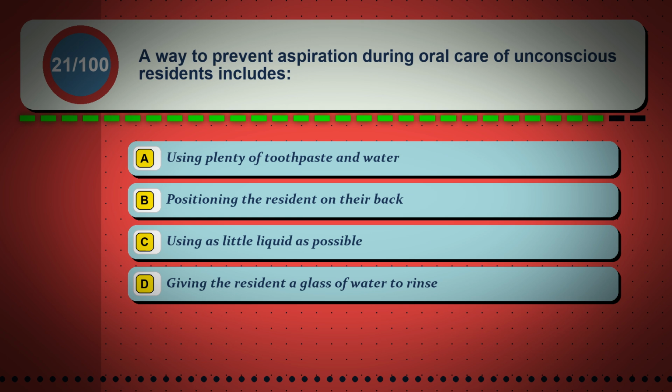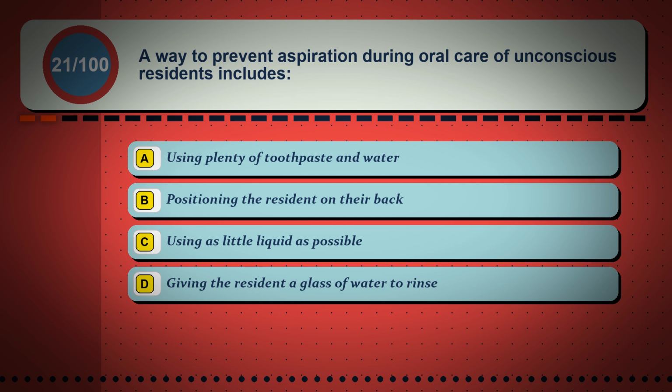Question 21. A way to prevent aspiration during oral care of unconscious residents includes: Option A. Using plenty of toothpaste and water. Option B. Positioning the resident on their back. Option C. Using as little liquid as possible. Option D. Giving the resident a glass of water to rinse.